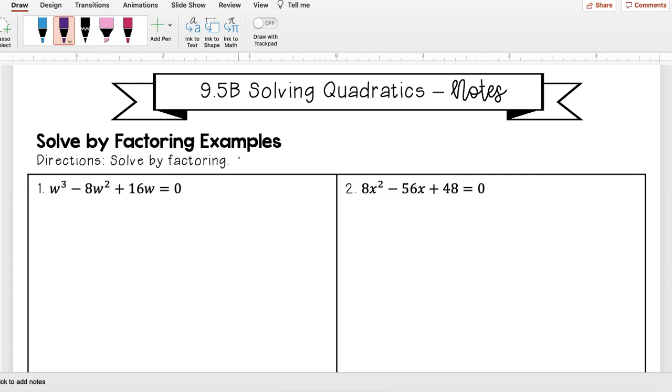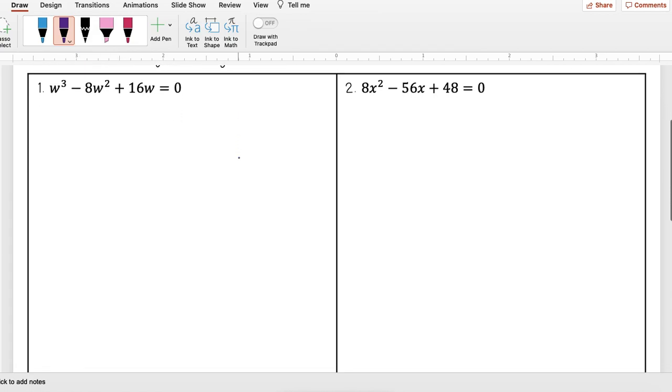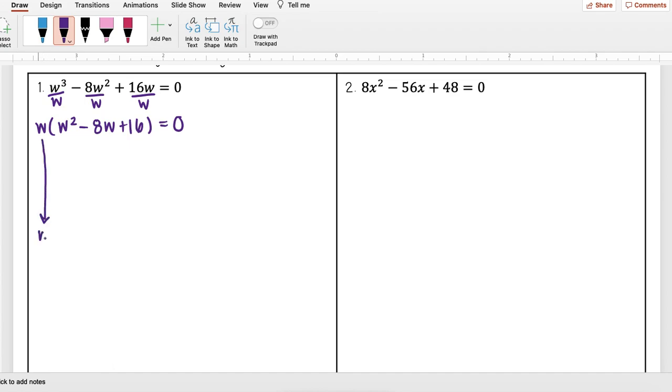So for this first one, we're just going to review solving by factoring. My first step whenever I want to solve by factoring is to take out the GCF first. I notice here that all three of these terms share a W, so I'm going to go ahead and factor that out first. And so then I end up with that. This W is going to just hang out in the front, and just to make sure I don't forget about it, I'm going to draw an arrow and rewrite it down here.